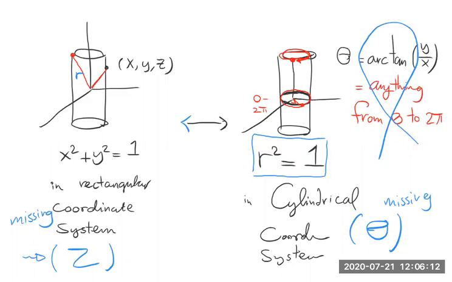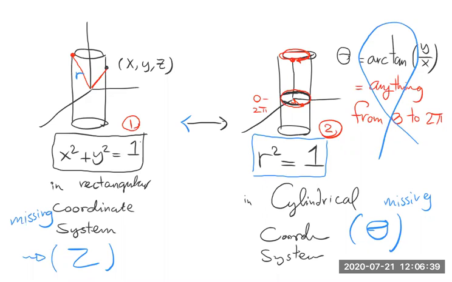Okay, so that's the equation of this cylinder in cylindrical coordinates. Well, which one is simpler? Is the equation of the cylinder simpler in rectangular coordinates or in cylindrical coordinates? Well, the answer is cylindrical.